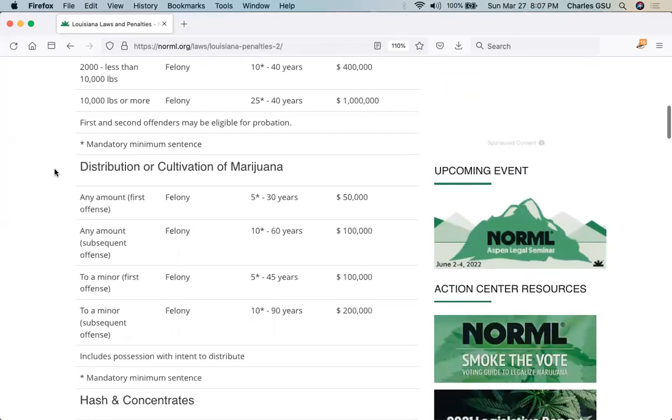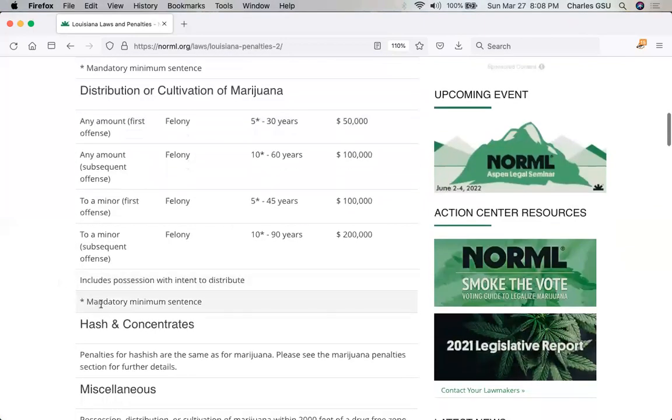If you scroll down here, you look at the category of distribution or cultivation, like say you have this intent to sell or you are growing it, any amount is an automatic 5-year sentence and/or $50,000 fine. So any amount if you're distributing or growing. And notice there's this asterisk right here, and that refers to what's called a mandatory minimum. It could be more, obviously it could be up to 30 years, which is insane.